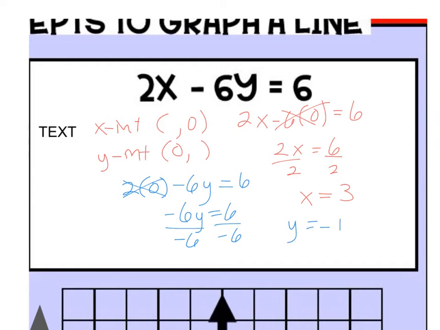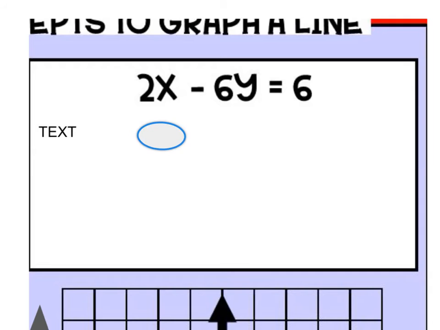Alright, let's do the cover-up method. Alright, so if I cover up the first part, I get negative 6 times something is positive 6. So negative times a negative is going to give me a positive, so I know it's going to be a negative. And so it's going to be negative 1. So I get y equals negative 1. If I move this over here, 2 times something is 6. Well, that's easy. 2 times 3 is 6.